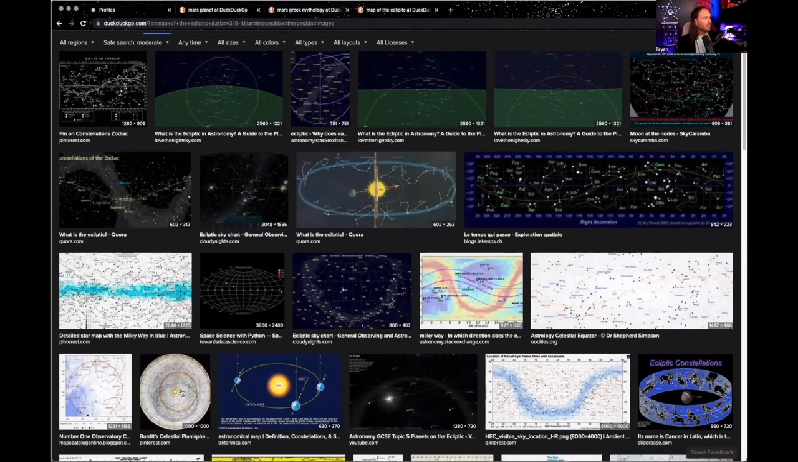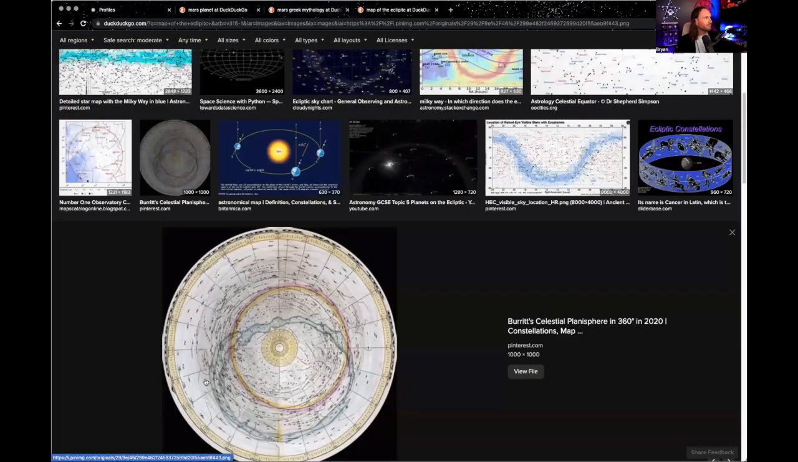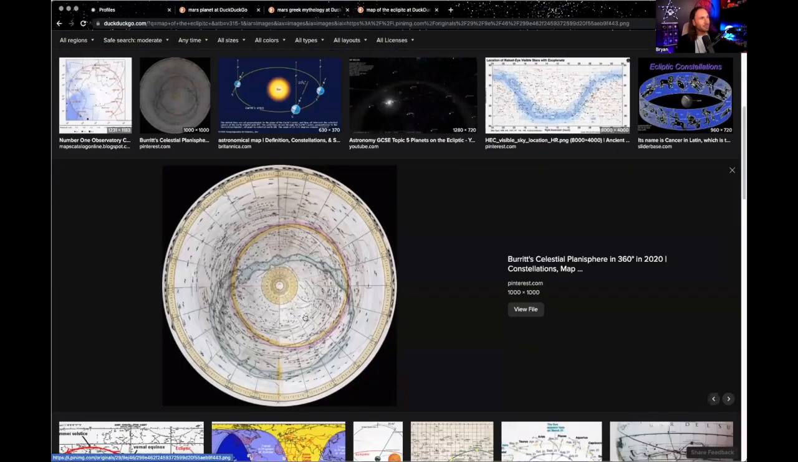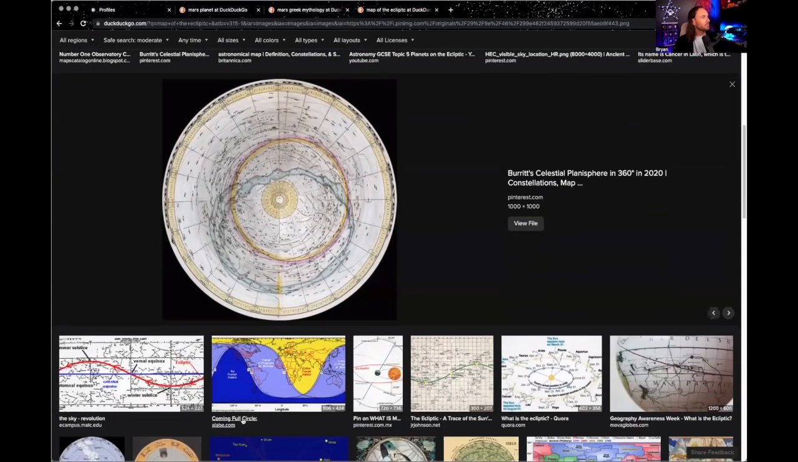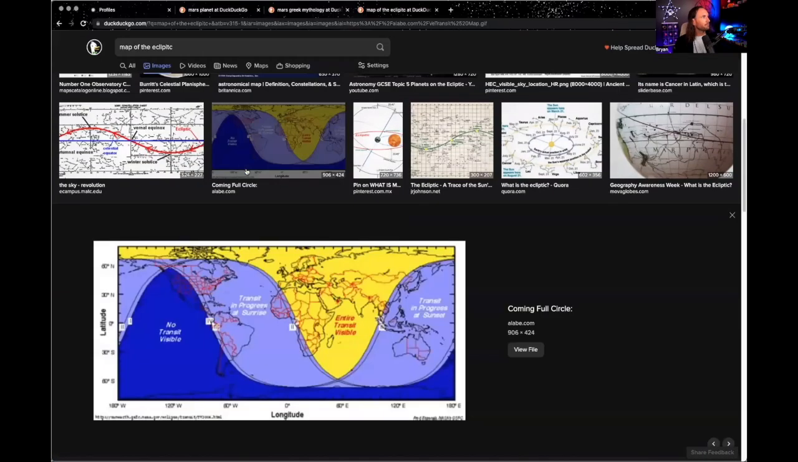Ooh, is this a flat earth map? I'll go into the way the flat earth does this too, but not right now.